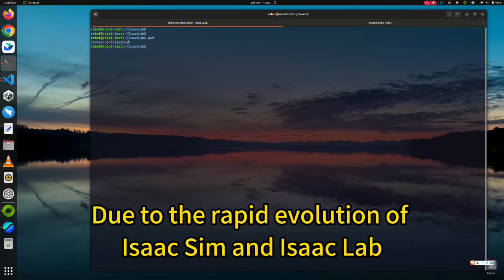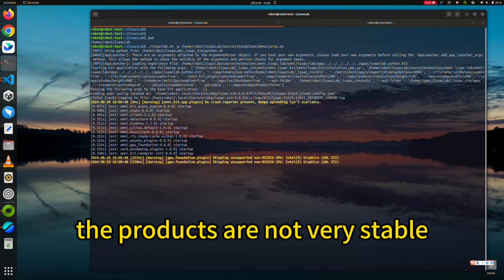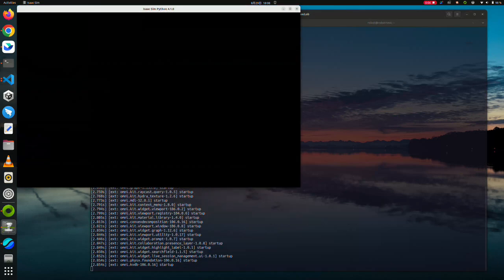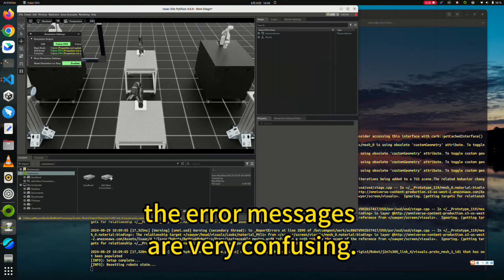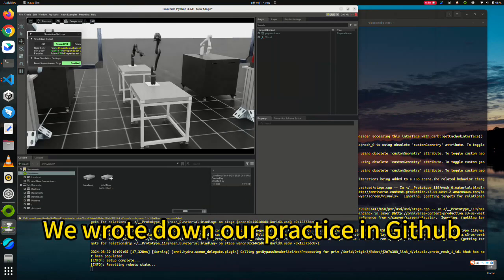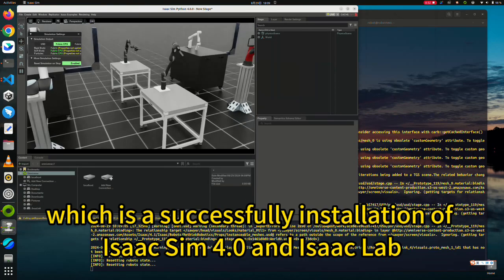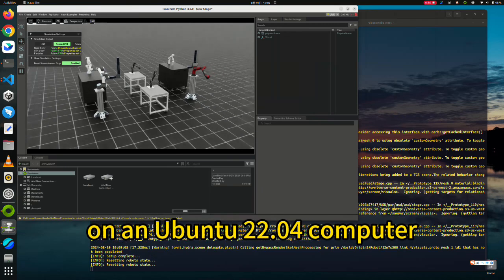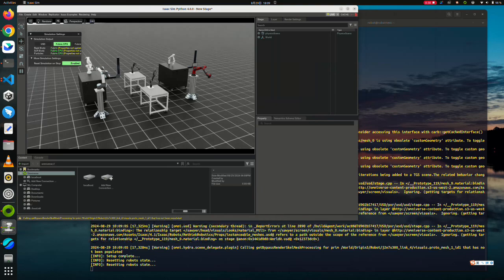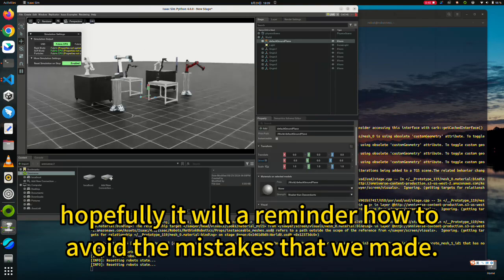Due to the rapid evolution of Isaac Sim and Isaac Lab, the products are not very stable, which makes the installation error-prone. Especially when making multiple errors at the same time, the error messages are very confusing. We wrote down our practice on GitHub, which is a successful installation of Isaac Sim 4.0 and Isaac Lab on an Ubuntu 22.04 computer. Hopefully it will be a reminder of how to avoid the mistakes that we made.